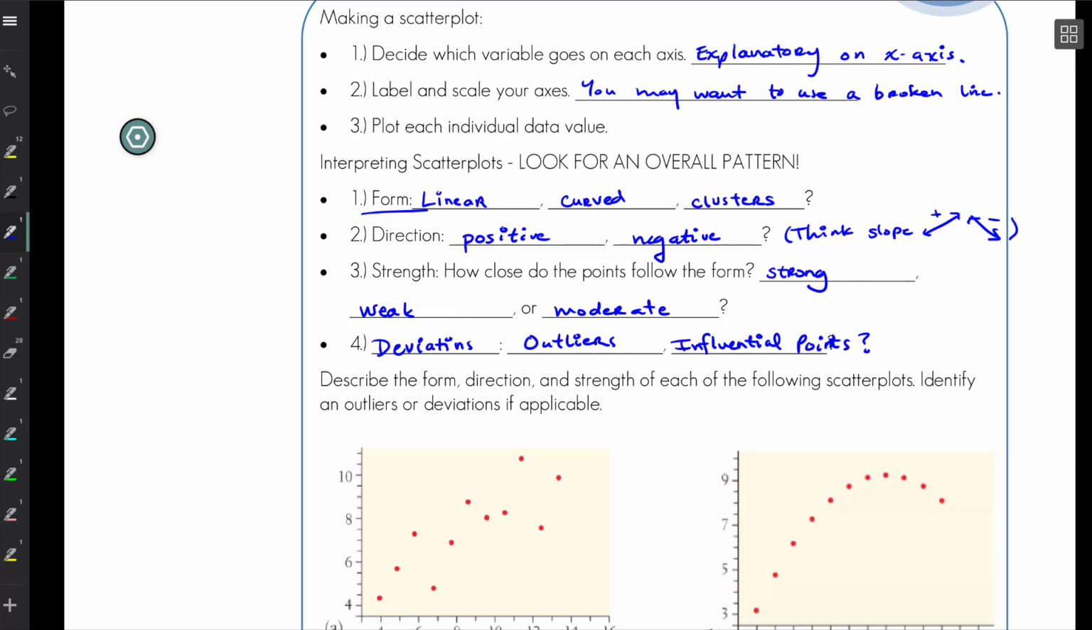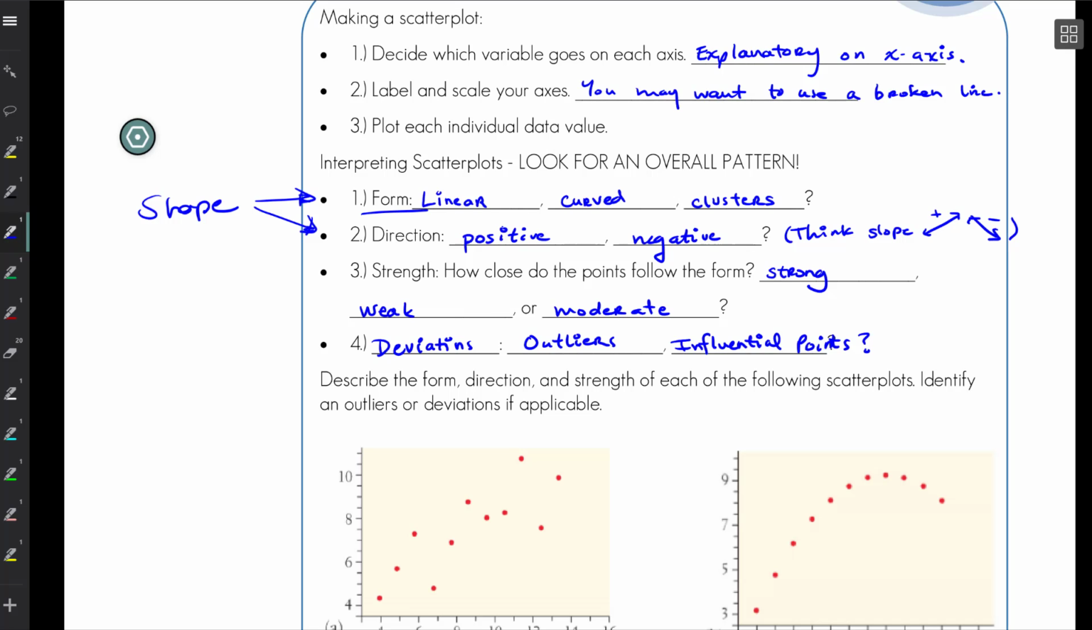Now this is going to be similar to shape. If we were to think about shape, it's the same kind of idea. Okay? Form is going to be linear, curved, or there may be some clusters in our data set, in our distribution. The next thing we would look at is direction. So both of these things are going to be very similar to shape when we start thinking about that. And then there's going to be strength.